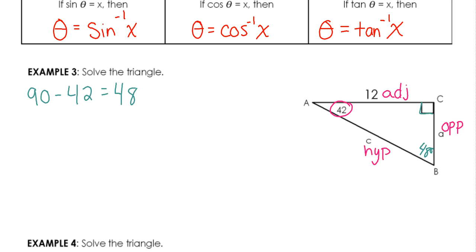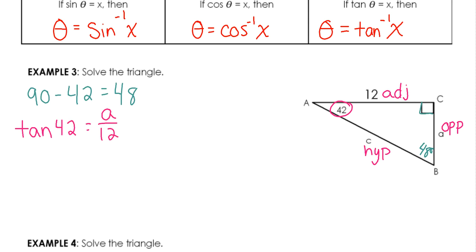Again, if you used the 48, that's fine. You just would label things differently based on that 48-degree angle. So, based on that 42-degree angle, I am trying to find the opposite, and I know the adjacent. So opposite and adjacent is tangent. So I'm going to set up the tangent of 42 is A, the opposite, over the adjacent.